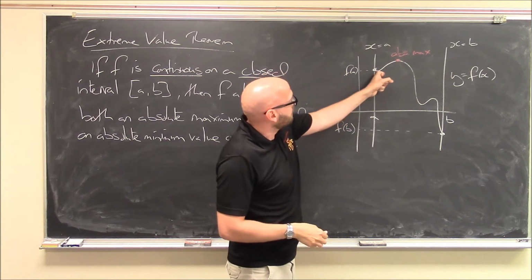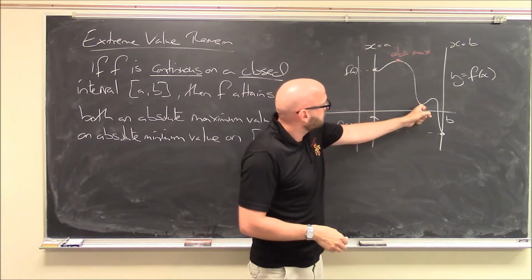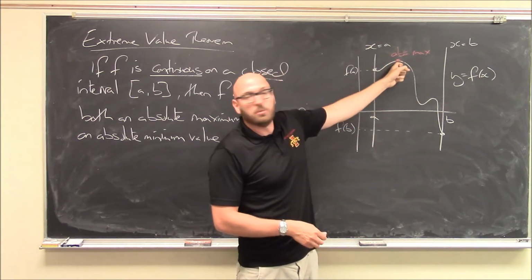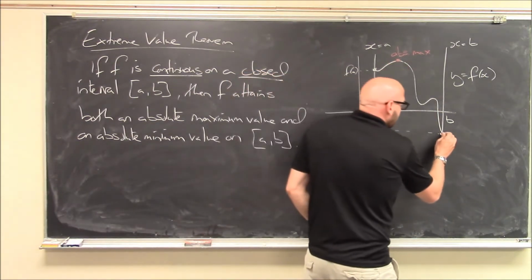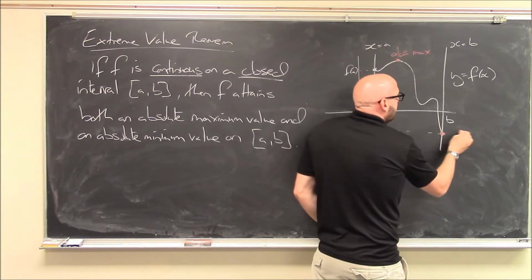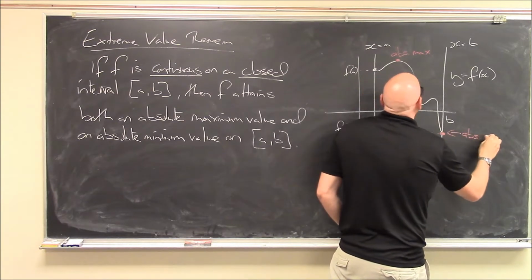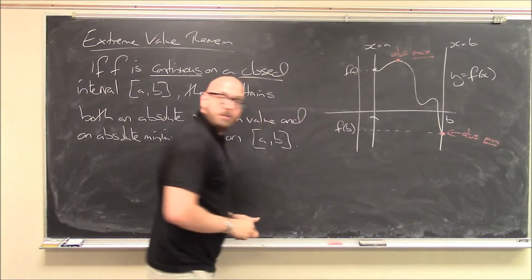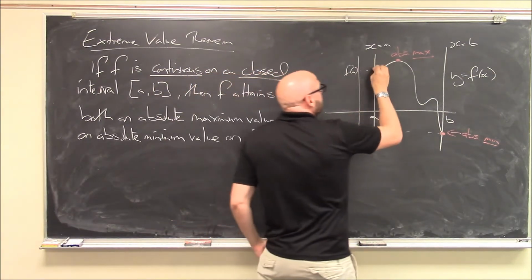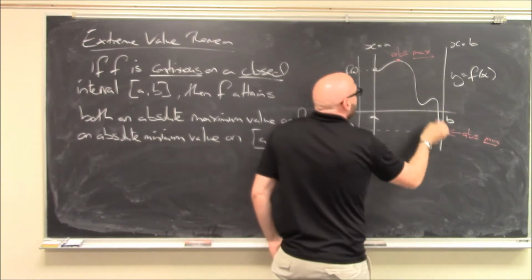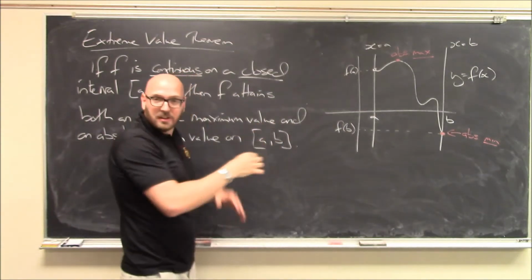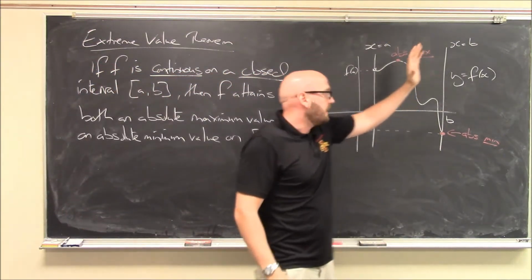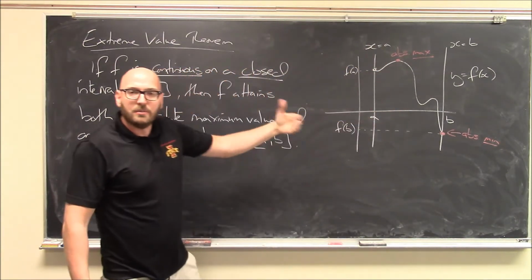I also have a relative minimum right here, looks like. I have a relative minimum right here, I have a relative maximum right here, but I have the biggest y value I ever attained, and it looks like the smallest y value I ever attained is over here. There's my absolute minimum. And no matter how you draw this, as long as you go from a point over here on a to a point over here on b, and you're continuous, right? I'm not allowed to lift my pencil from the paper, I'm not allowed to blow up to infinity or anything like that. There must be a biggest y value and there must be a smallest y value.